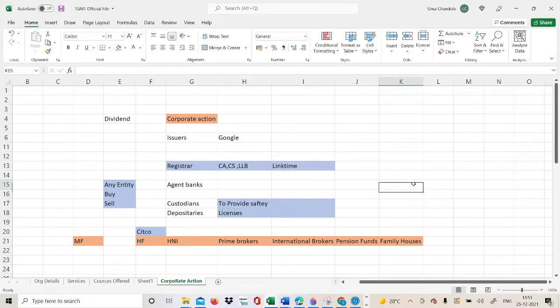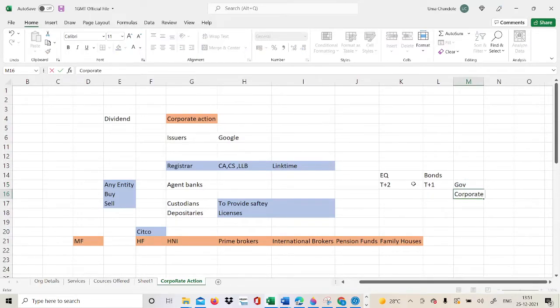But if you see, we have a cycle which is T plus 2 for equity. For bonds, if it is a government bond, we have T plus 1, and this is for government bonds. And for other corporate bonds, we have T plus 2.